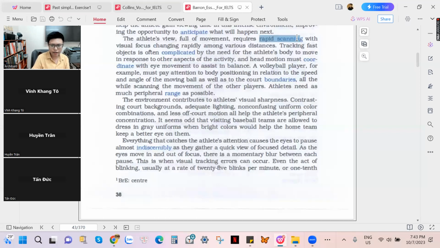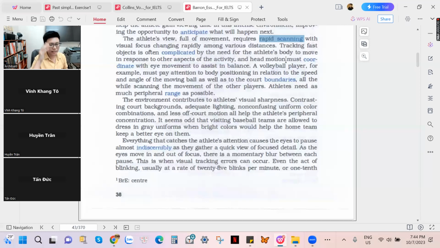And I also take my real life situation to demonstrate the meaning of the word scanning. Rapid scanning, very quick scanning with your eyes. You look at something very quickly because you don't want other people to notice that you are looking at them. You just glance, you just scan very quickly by your eyes because you want to have a general view. You want to have a general look at that thing. So that is scan. You scan with your eyes.